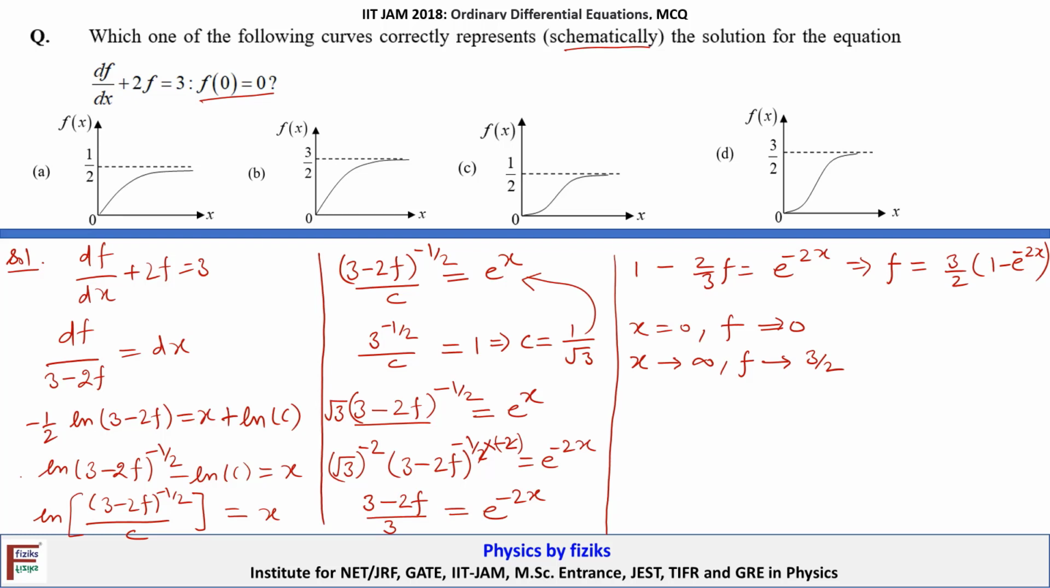For both of these conditions, there are two possible graphs, option B and option D, but our function is exponential only, and we know the behavior of the exponential function can be easily understood from this curve. Starting from 0, the exponential curve increases slightly, and then it saturates to the value 3 by 2 as x tends to infinity, and hence option B is the correct option here.